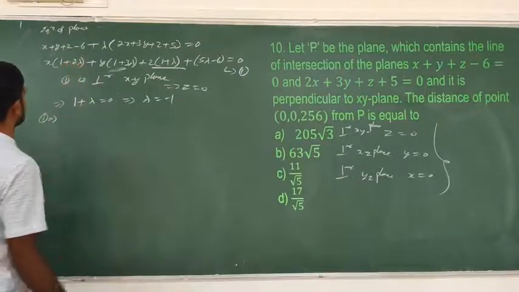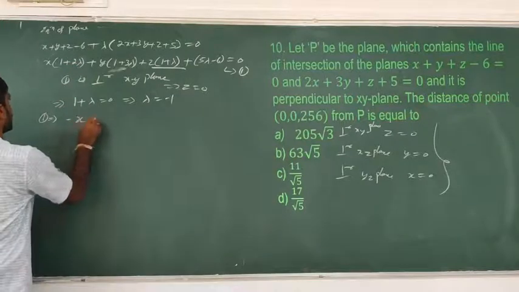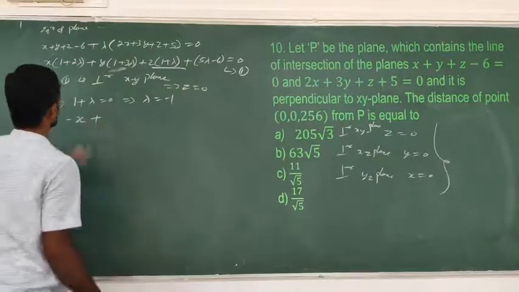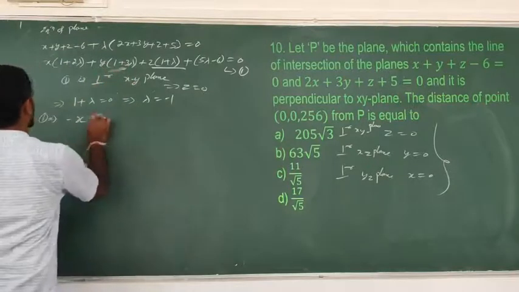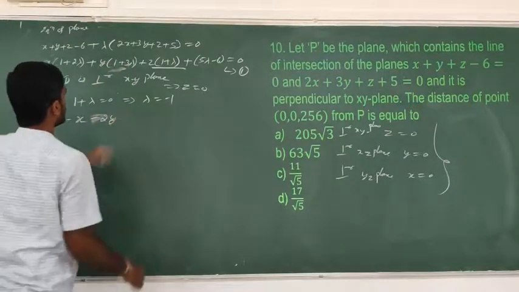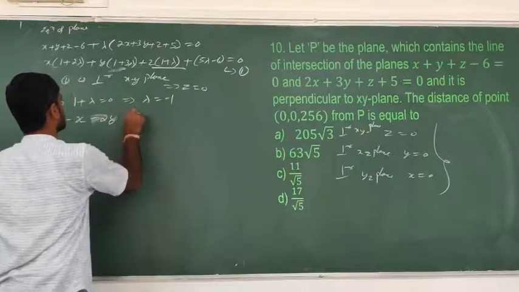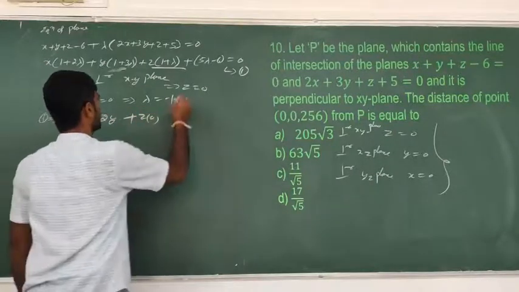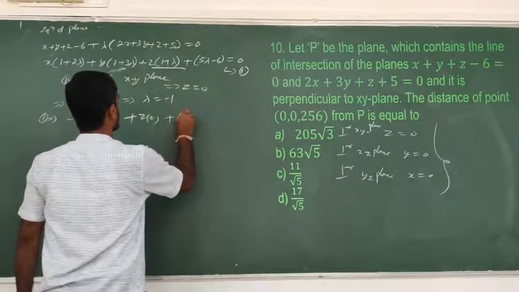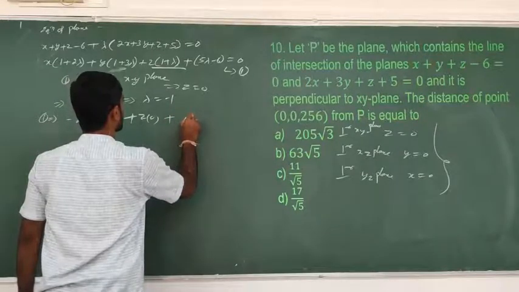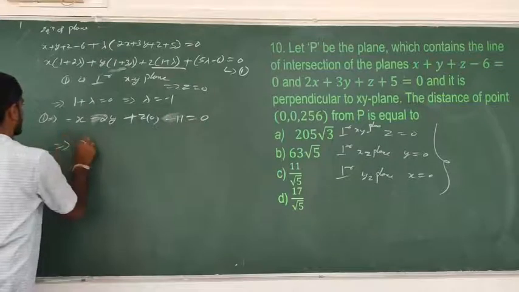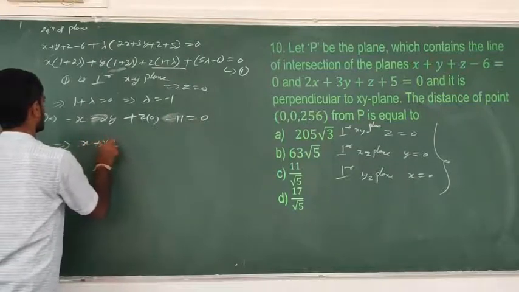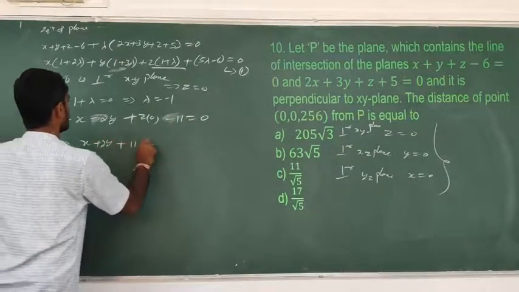2 into minus 1 is minus 2. 1 minus 2 is minus x. Next, plus 1 into minus 3 minus 2, that is minus 2y. So this is 0. Plus z into 0, and it becomes plus 5 into minus 1 is minus 5. So that is minus 11 is equal to 0. Or this can be written as x plus 2y plus 11 is equal to 0.